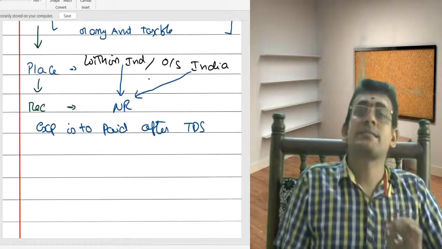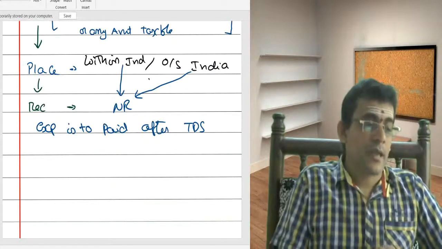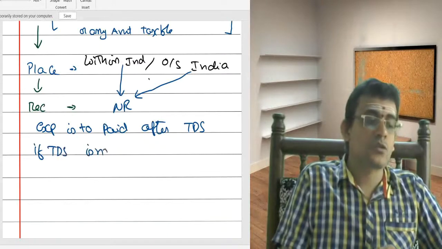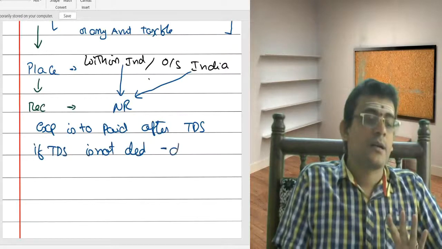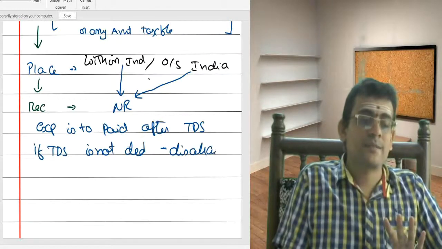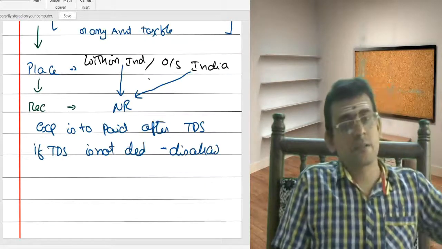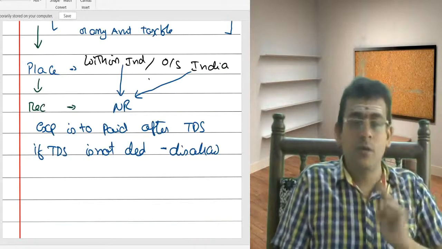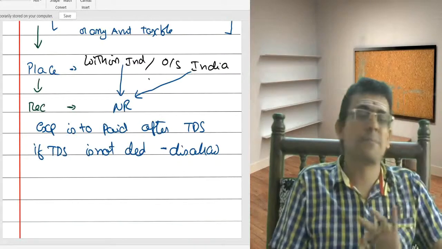Now, what this section says is that if TDS is not deducted, I will simply disallow. Even if such expenses are covered under 32(37), as you are paying to a non-resident without deduction of TDS, simply disallow.